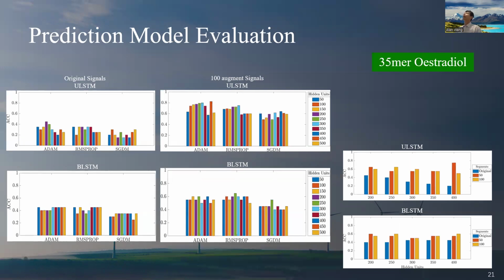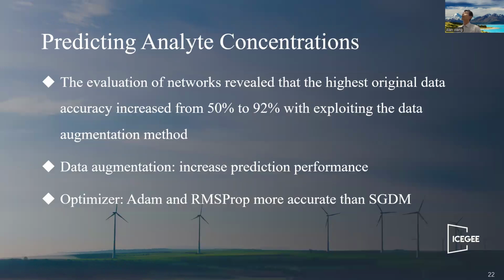This is another data set. So the evaluation of the neural network revealed that the highest original data accuracy can be increased from 50% to 92% by utilizing the data augmentation method. So it's obvious that for the limited data set, the data augmentation can really increase the prediction performance and improve the generalization capability of the neural networks.